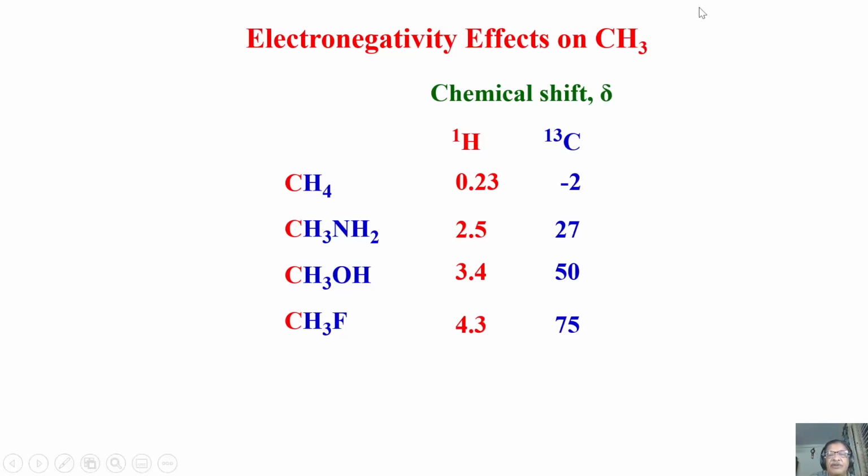The electronegativity effects on a particular CH3 group affect the proton spectrum, and in like manner the carbon-13 chemical shifts are also affected. But the only thing is, the range here is 0 to 10, whereas here the range is from 0 to 300. Corresponding chemical shift values are quite large here. That's the only difference. Okay.